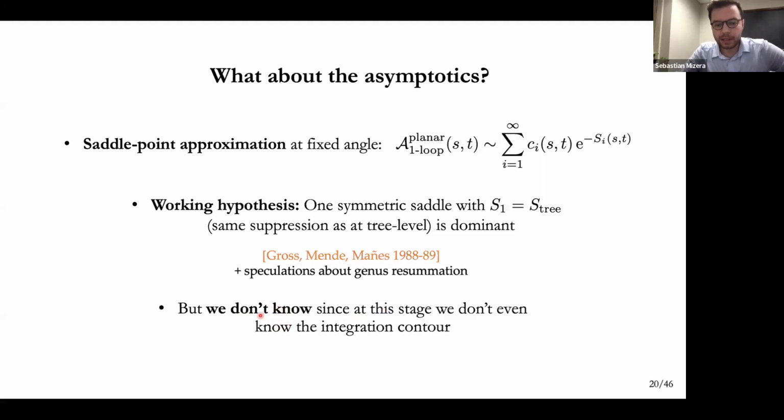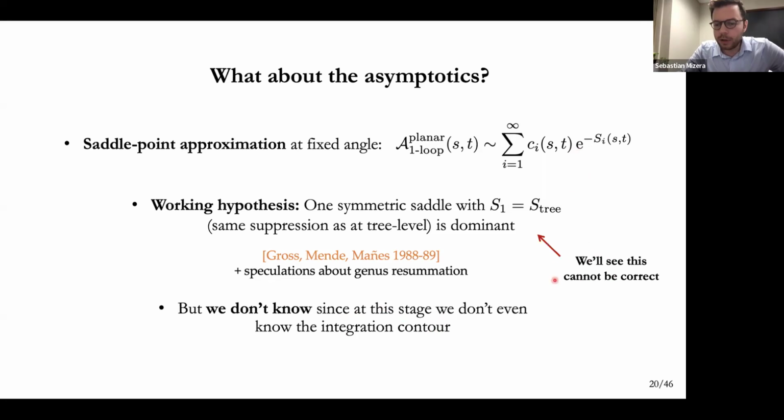Okay, but let me emphasize that we actually don't know exactly which saddles dominate or don't dominate, because at this stage we have not actually even talked about what is the correct choice of the integration contour. The choice of the integration contour, this is the Stokes phenomenon, is going to select which saddles are actually the relevant ones.